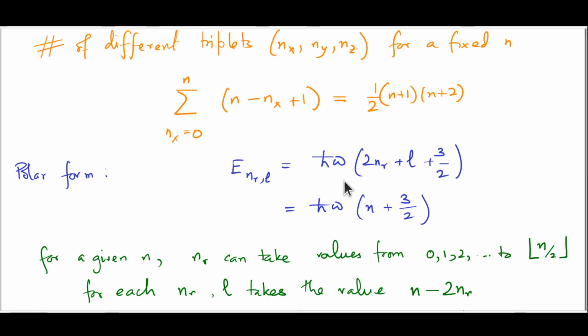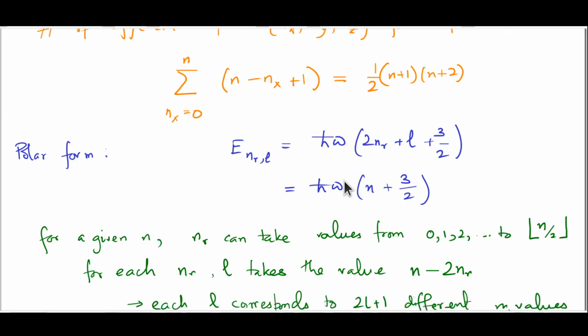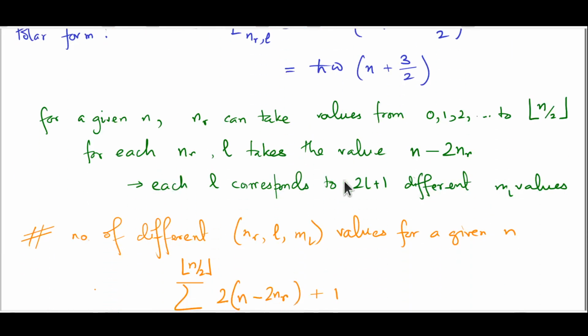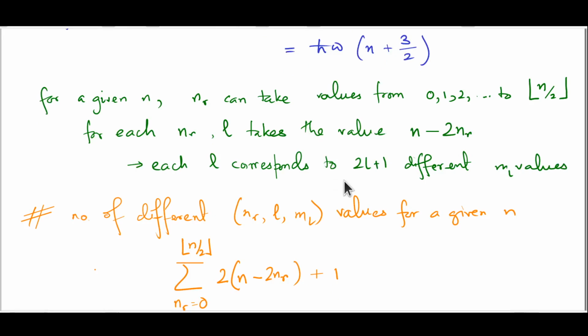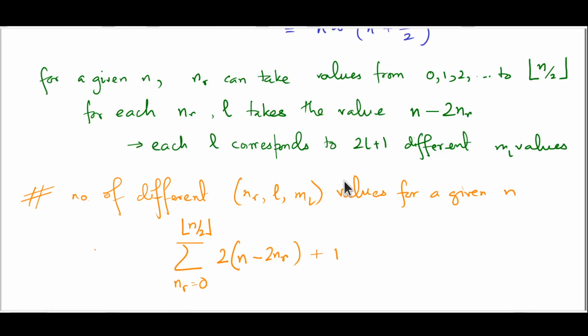So basically what you do to count the degeneracy is count how many different nr, L, ml values for a given n are available. That is, of course, the degeneracy count this way, and that means you have to sum up over nr, running from 0 all the way to the floor of n by 2, of this quantity, which is twice L plus 1 basically. I will leave it to you as an exercise to show that if you calculate this, you get exactly the same expression, namely half n plus 1 into n plus 2, as in the Cartesian version of doing things.